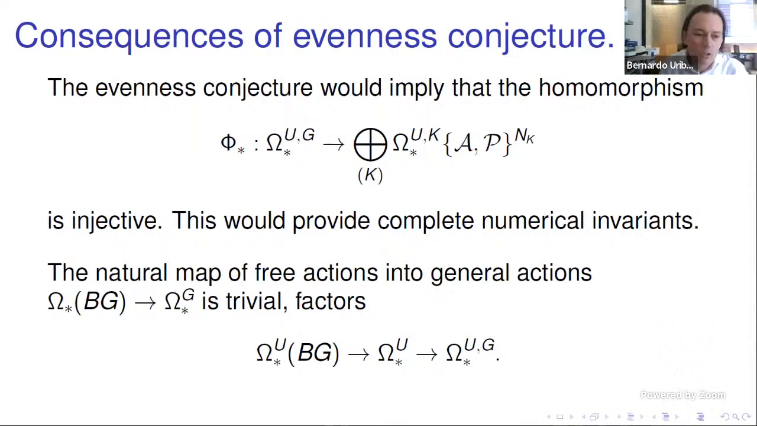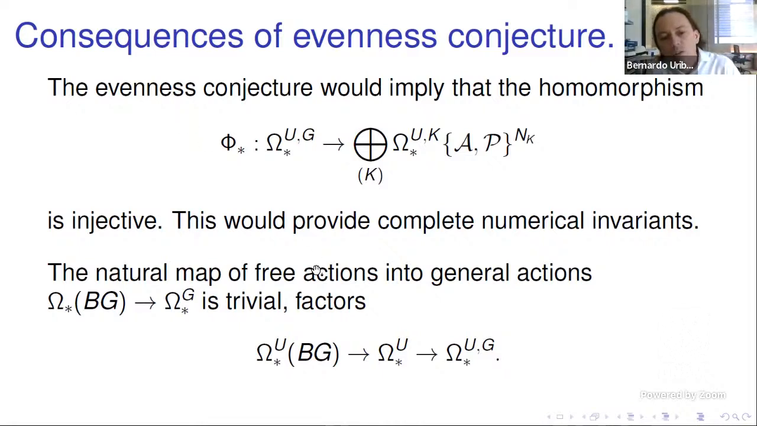The interesting ones are torsion. And of course, if the conjecture is true, there is no torsion in the equivariant bordism group. So they must vanish. So it automatically implies any free manifold, any manifold with a free action, should bound equivariantly. So the evenness conjecture has this corollary.